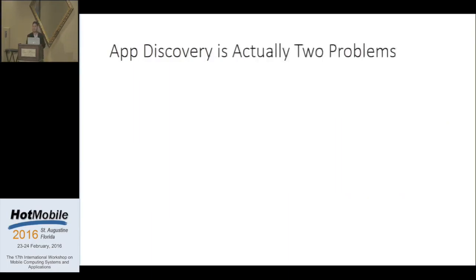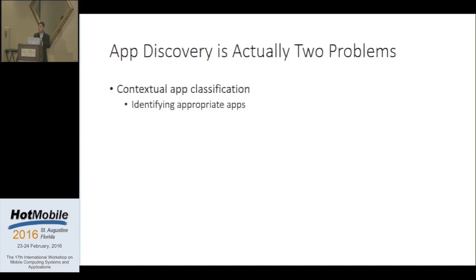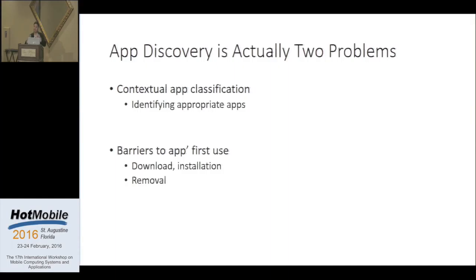App discovery is actually a two-part problem. One is, as probably the issue with all the work that we discussed, contextual app classification. How do you identify the right app for the right person at the right time with all the context available? And another one is basically how much effort does it take for you, even if you know the app, to actually use it?